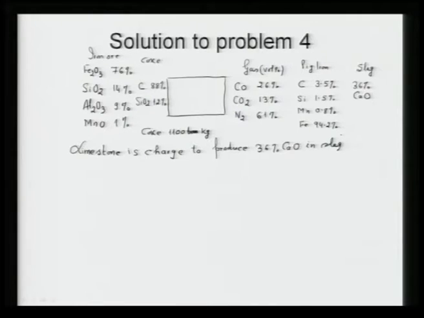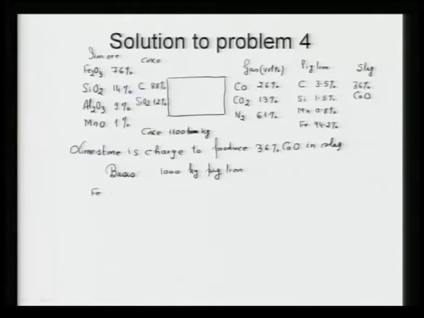Now, all the data is before us. So, first we take the basis. Our basis of solution is 1000 kg pig iron. Now, first of all we have to find out the amount of iron ore. So, what we do? We do an iron balance, because since no iron is lost in the slag in this particular problem, all iron which is charged enters into the pig iron. So, it is very straightforward.